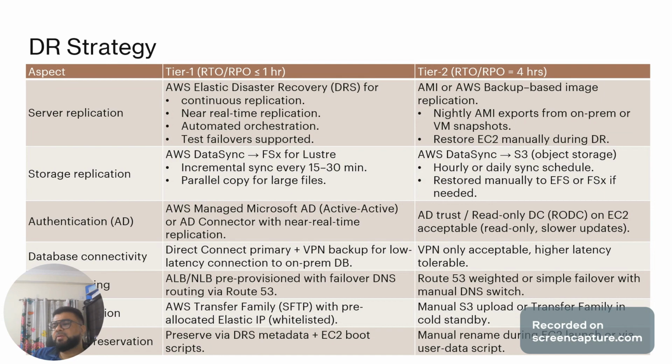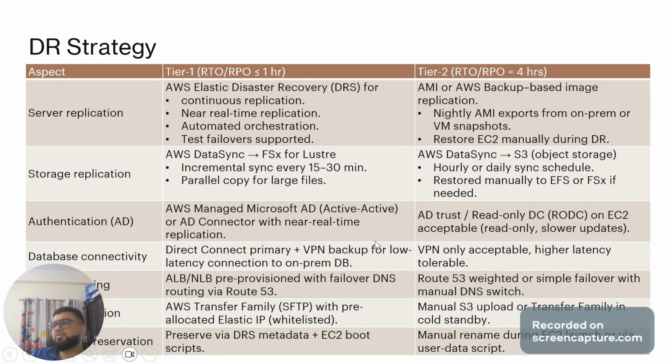So in summary, Tier 1 gives near zero downtime through near real-time replication using AWS DRS. Tier 2 delivers a cost-effective recovery through scheduled backups and AMI replication while keeping data security intact when using FSx.